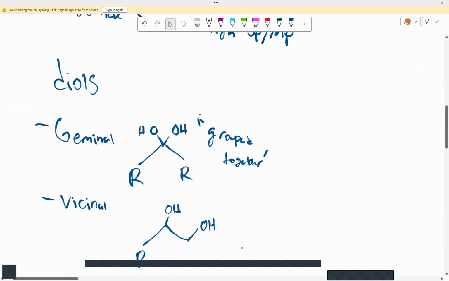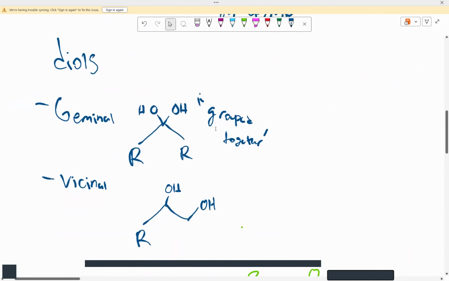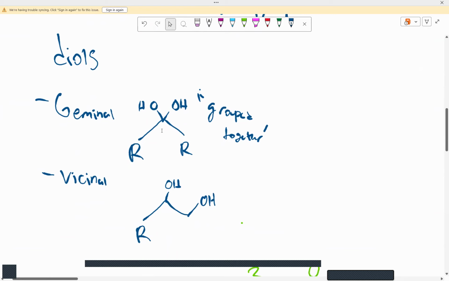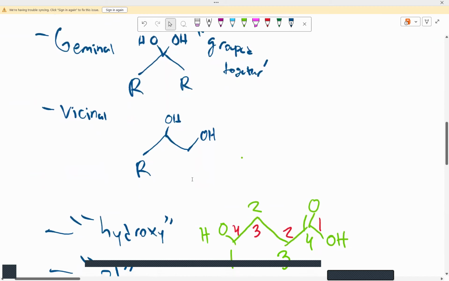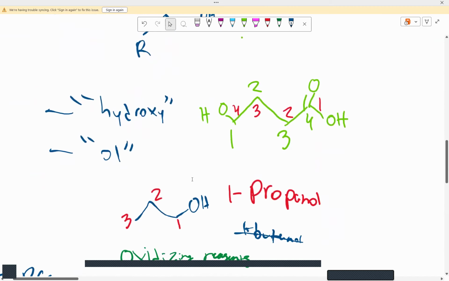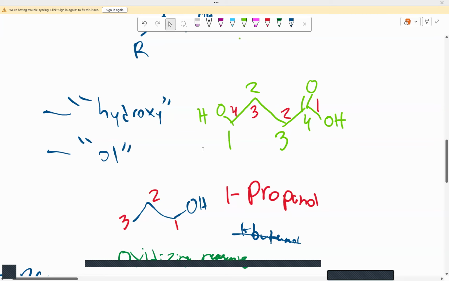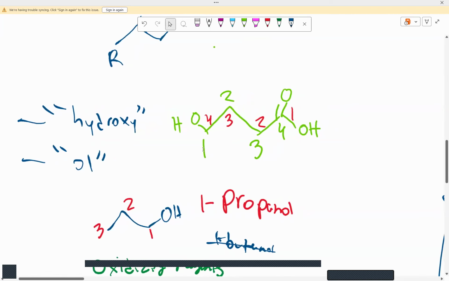I also want to talk about some diols that you'll see. So geminal diols are grouped together, which means that the alcohols, the hydroxyl groups, are on the same carbon, whereas vicinal diols are on adjacent carbons. So then I have the prefix hydroxy, and then "ol", that's a suffix that you'll often see for alcohols.